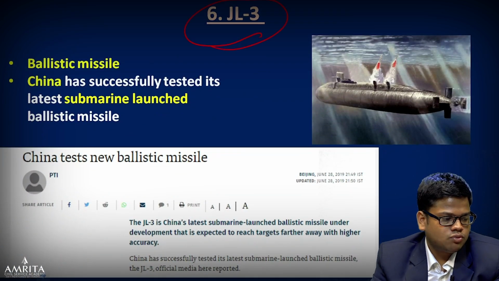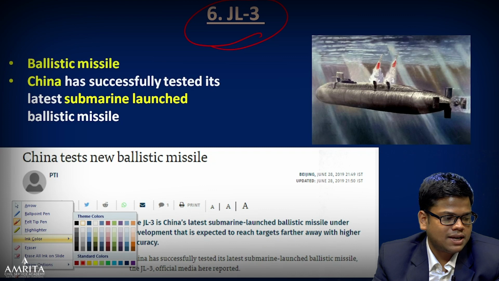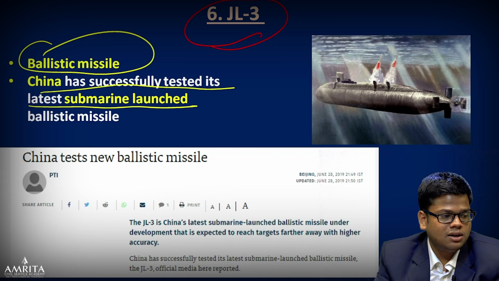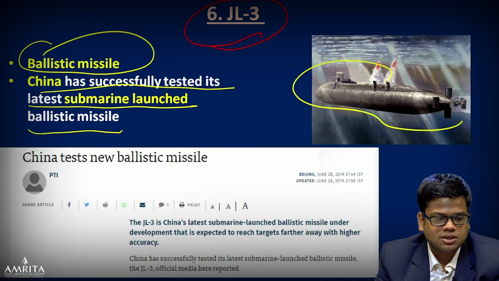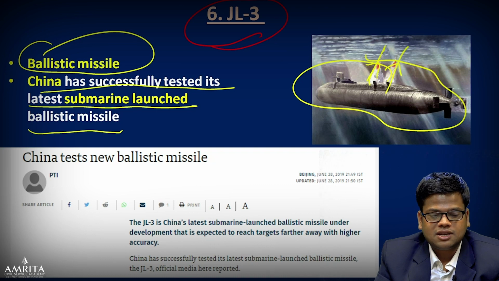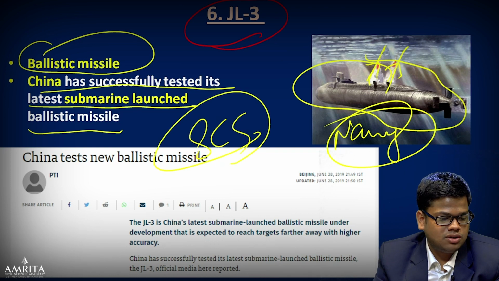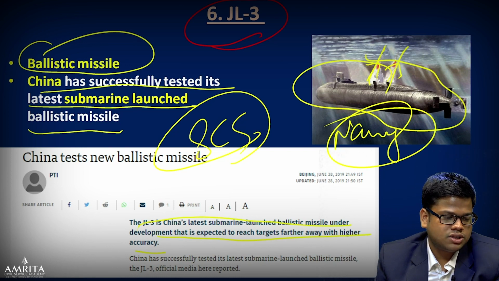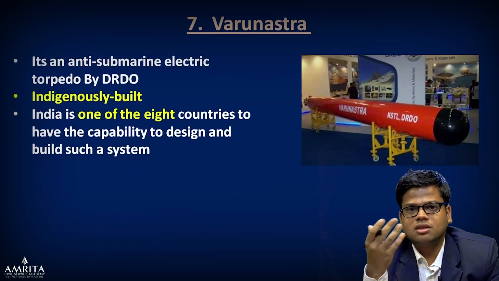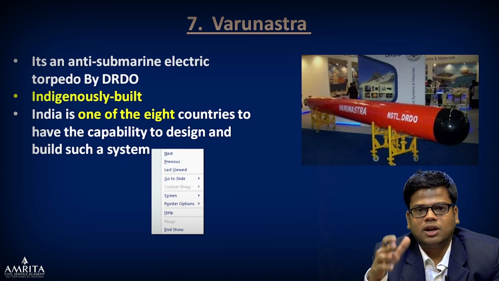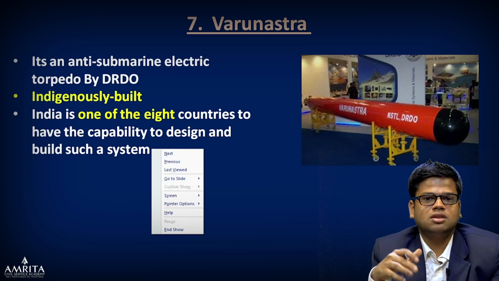Next is JL-3. So what is JL-3? It's a Chinese ballistic missile. China has successfully tested its latest submarine launched ballistic missile. So they can launch the ballistic missile from the submarine itself, strengthening their navy as they venture into the South China Sea and all these things, right? JL-3 is expected to reach targets farther away with higher accuracy. These developments scare other countries, and then they go into an arms race. Who says that the arms race is over? Every country is putting too much money into defense.